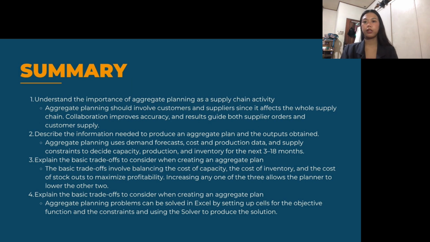So to wrap up our discussion on Chapter 8, we have here the summary. Understand the importance of aggregate planning as a supply chain activity. Describe the information needed to produce an aggregate plan and the outputs obtained, and explain the basic trade-offs to consider when creating an aggregate plan.